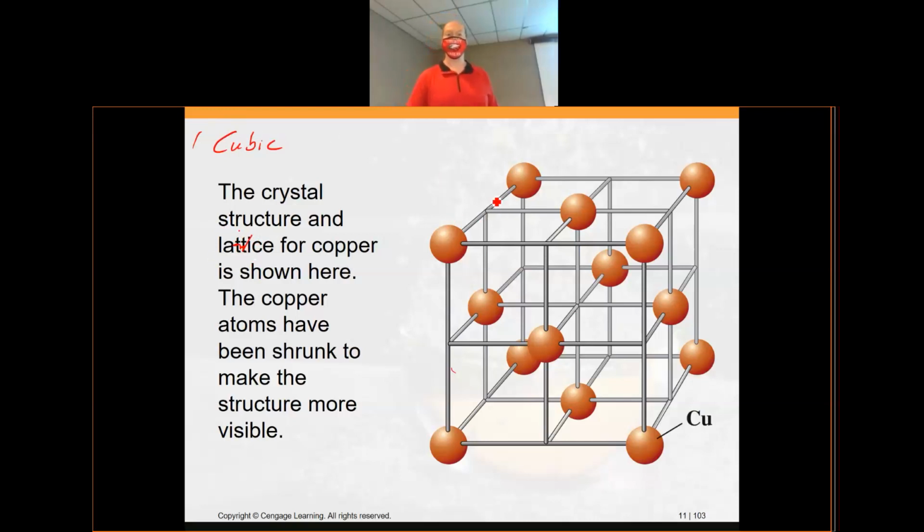All right, so we're going to look at this cube. So this is a corner. When you are a corner, 1/8 of this sphere is inside of your cube.